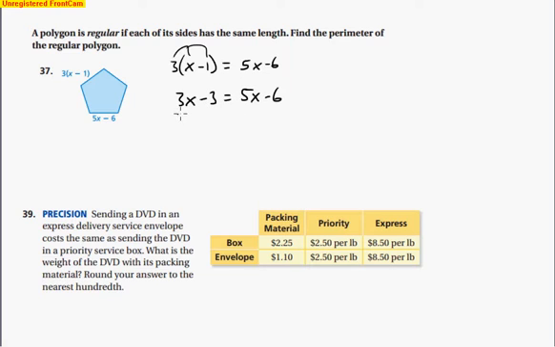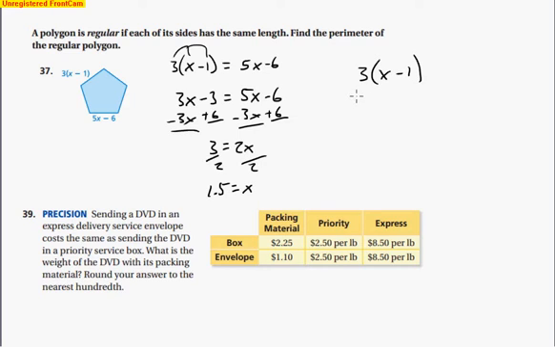So I'm going to subtract the 3x from both sides and add the 6 to both sides, and that leaves me with 3 equals 2x. When I divide by 2, I get 1 and 5/10, so x equals 1.5. But what they want me to find is the perimeter. So I'm going to find one of the sides, 3 times x minus 1. I substitute in 3 times 1.5 minus 1. This gives me 5/10 times 3, which is 1.5.